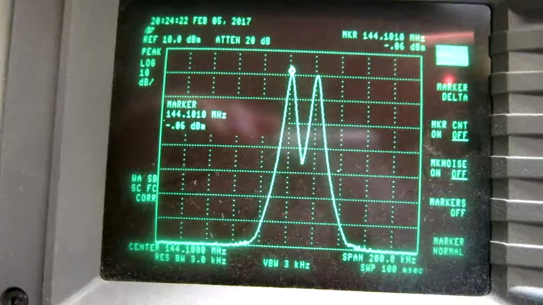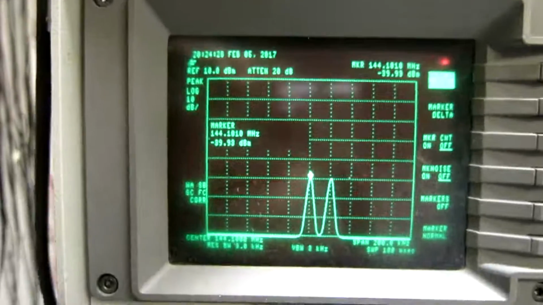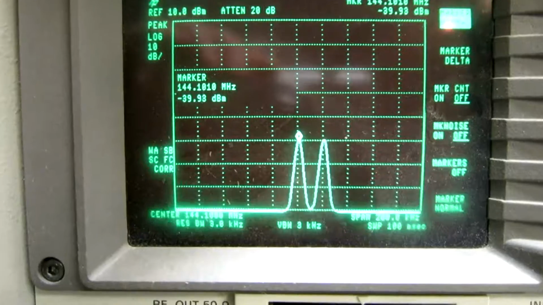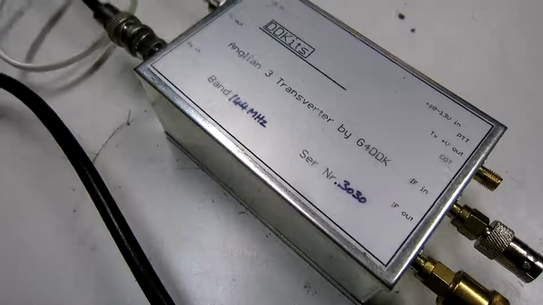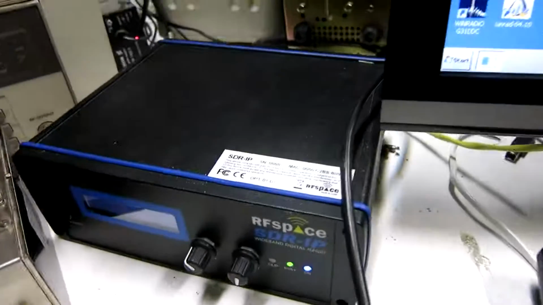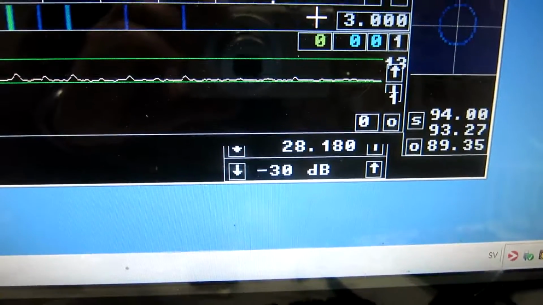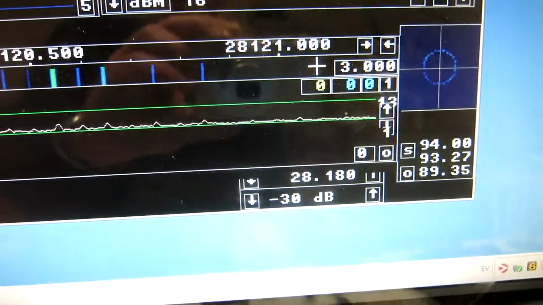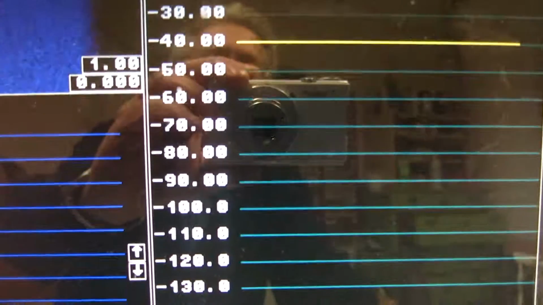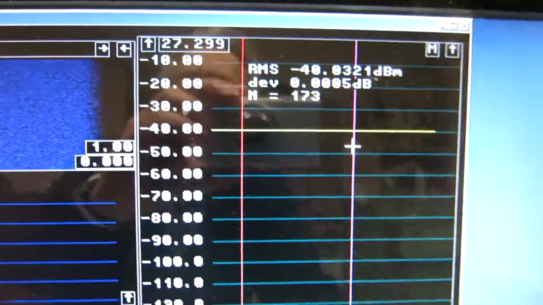And I turn the attenuators 4 steps, 1, 2, 3, 4, and now I can read minus 40 dBm. And I move the cable to the transverter. The output of the transverter is connected to this RF space SDR IP. I have added 30 dB of attenuation because that's required when the signal is at maximum. I have calibrated the S-meter to show the minus 40 dBm, which is the input signal at the moment.